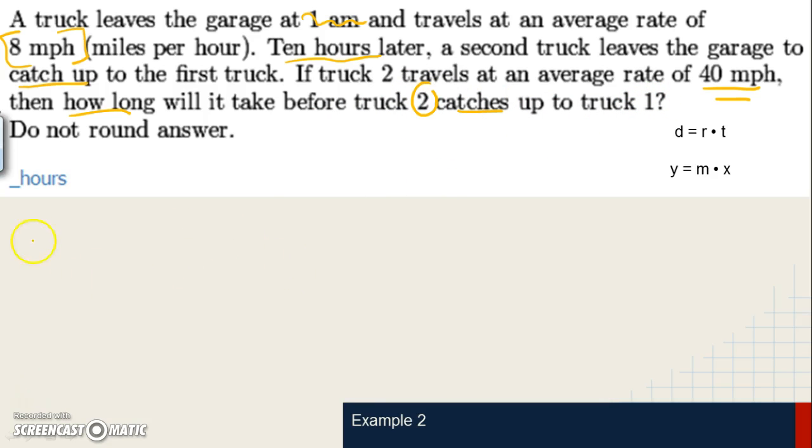So what do we know about the time or distance or rate for truck 1? Well, we know that the distance is the same because it's a catch-up problem, so we can just say y equals y. What do we know about the slope? It was told to us, 8 miles an hour. What do we know about time? Well, we don't know time yet because it's asking us to figure out how long. Now we're again trying to figure out the time for truck 2, so we're going to leave this blank for now. Now for truck 2, what do we know? Well, we know the distances are the same. It told us that the speed was 40.